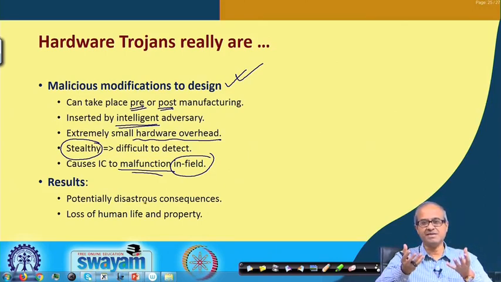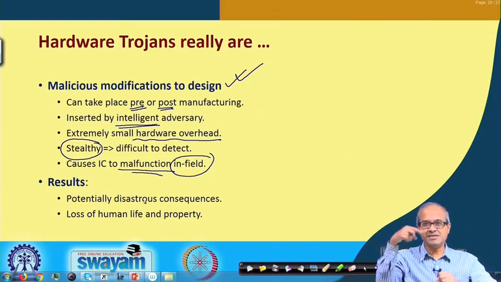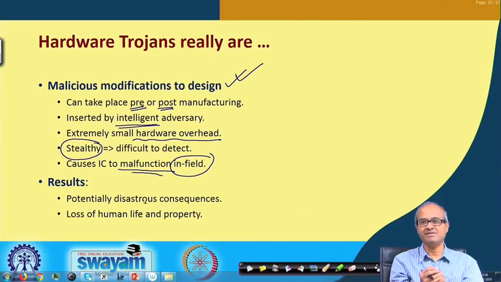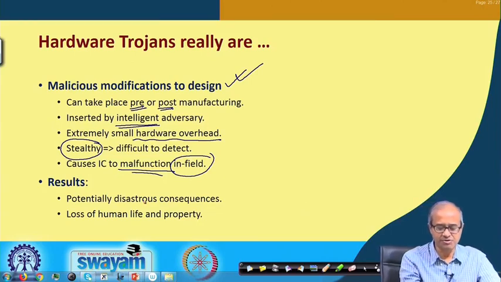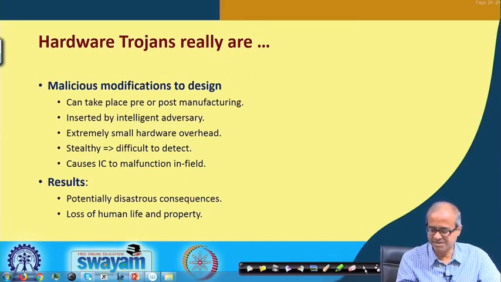You can have some circuits which you have put on board a spacecraft, this spacecraft has gone to space, and during its space maneuver something wrong happens due to the Trojan. So, the effect can be catastrophic. There can be loss of a lot of property and even human life. This is the idea.